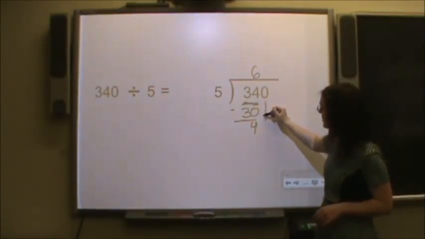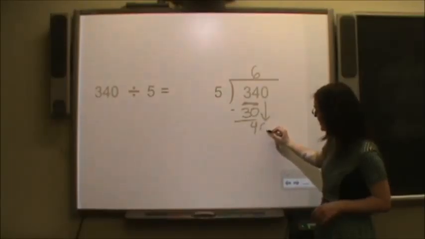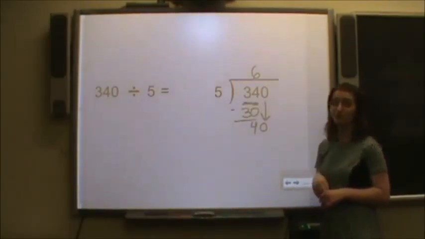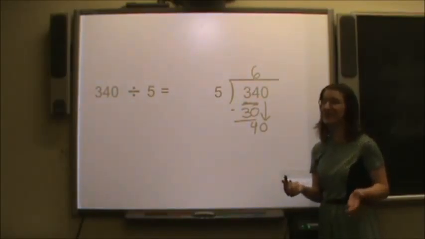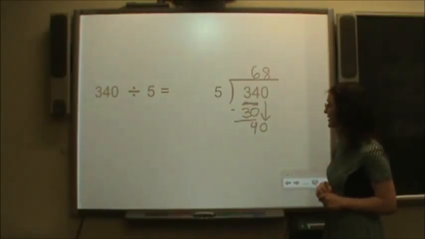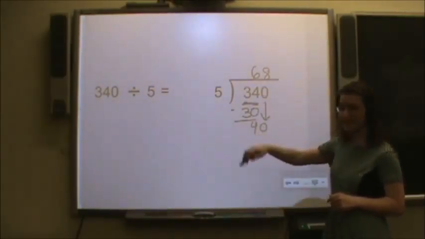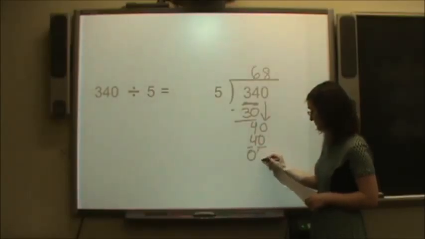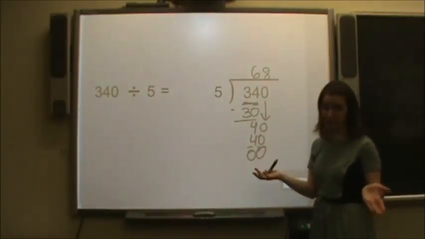To represent that, I'm then going to pull down what I have in my ones place, and now I'm going to ask myself, how many times does 5 go into 40? It actually goes in evenly. It goes in an even 8 times, so I'm going to write down that 8 there in the ones place. 8 times 5 is 40. So I don't have anything left over, and I don't have anything left to pull down.